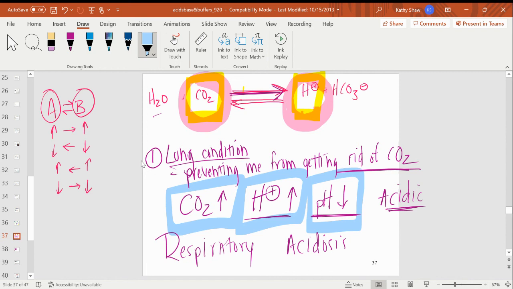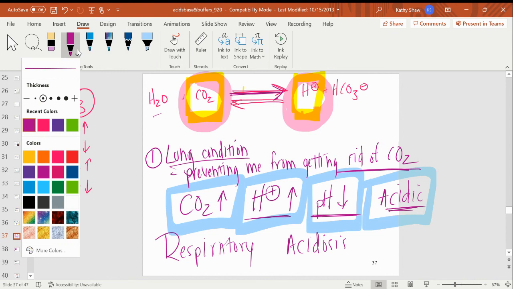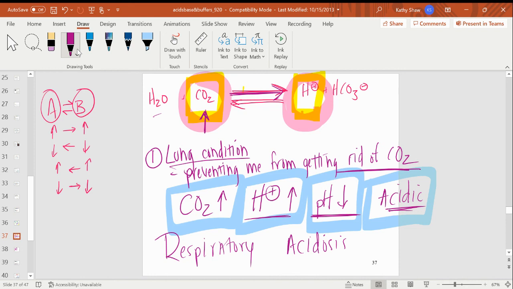You can memorize all that, or you can reason through it the way we just did. We said, I can't get rid of carbon dioxide because of this lung problem I have. That's going to make my carbon dioxide increase. Because my carbon dioxide increases, I shift my equilibrium towards hydrogen, making my hydrogen ion concentration increase. So there's my CO2 going up. There's my hydrogen going up. There's my pH going down. There's my acidity, my acidosis. Problem was a lung condition. There's respiratory.